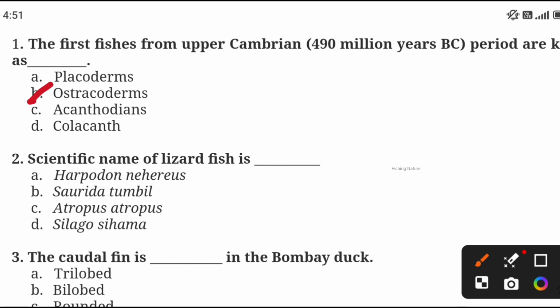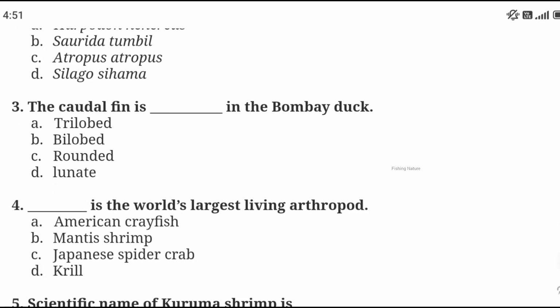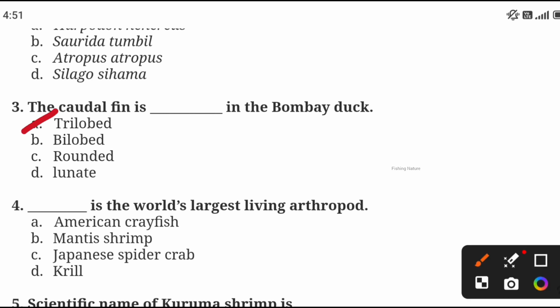Next, the scientific name of lizard fish. What is the scientific name of lizard fish? It is Saurida tumbil. Next, the caudal fin of the Bombay duck: is it trilobed or bilobed? How many lobes are present in the Bombay duck caudal fin? Three lobes are present in the Bombay duck caudal fin. So it is trilobed.